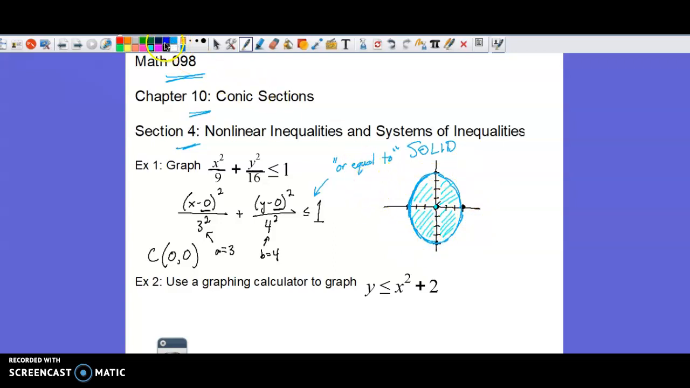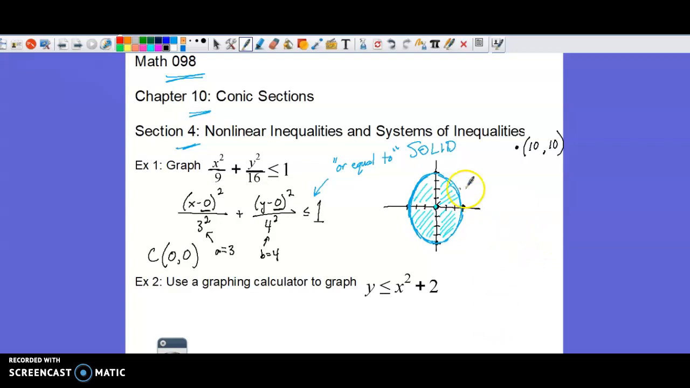And if you don't believe me, pick a random point on the outside, and you can make it a ridiculous point, like the point 10, 10. I'm picking a ridiculous number because 10 squared is 100, divided by 9, plus another 100 divided by 16. A very large positive number plus another large positive number is going to be a number bigger than 1. So that's not going to work. And since that point doesn't work, you don't shade anything on that side.